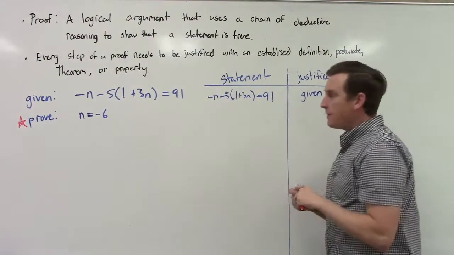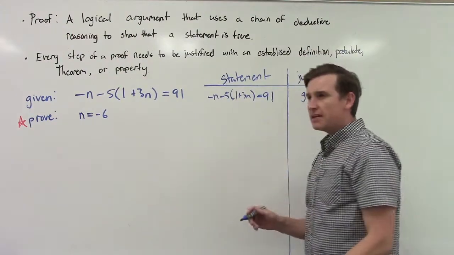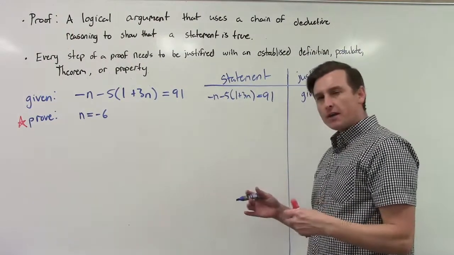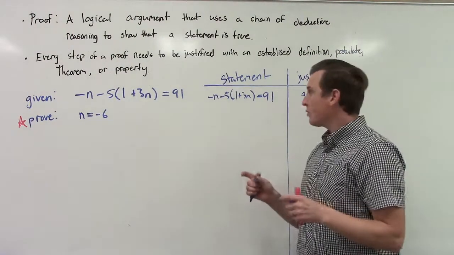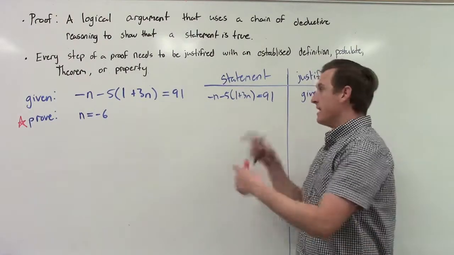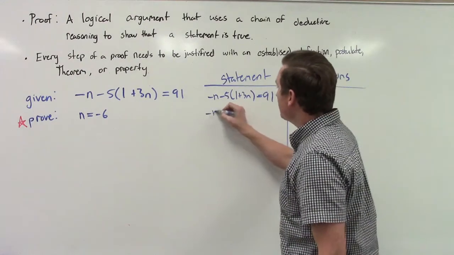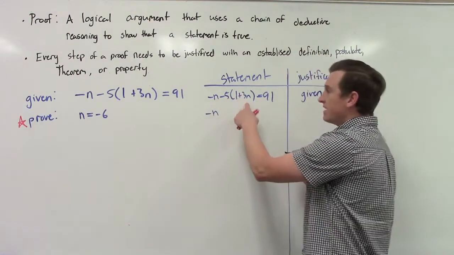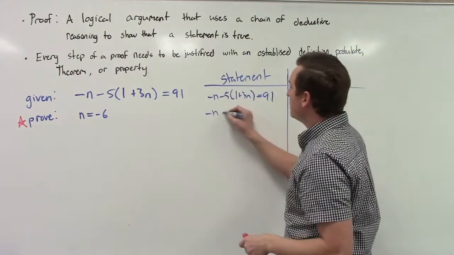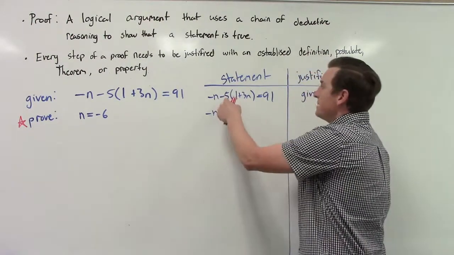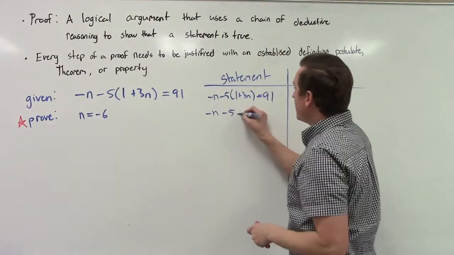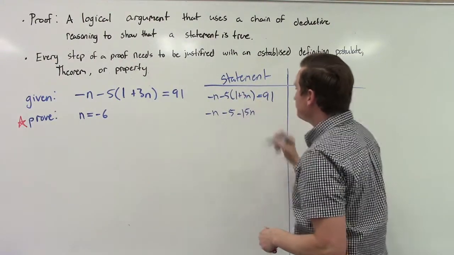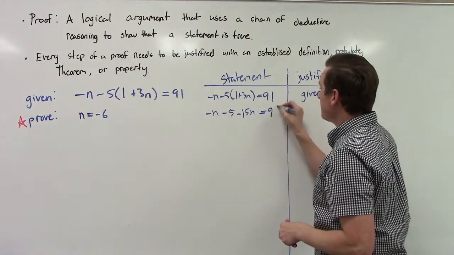So the next step I'm going to write here, and we're kind of showing our work. We don't show all the little pieces of our work. We just write the next statement and say what happened, right? So we have -n. Now we're going to distribute this -5. So -5 times 1 is -5. -5 times 3n is -15n. And that's going to equal 91.